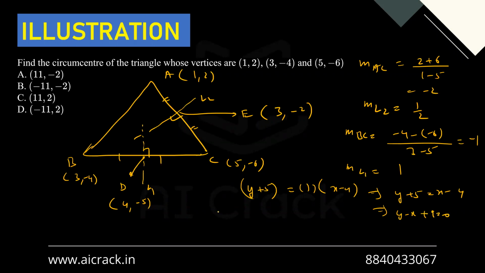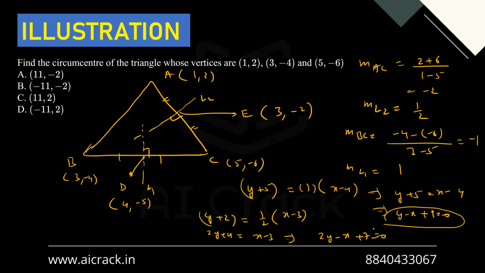Now for L2, we'll be getting y plus 2 equals to slope is 1 by 2 times x minus 3. This would become 2y plus 4 equals to x minus 3. That would give me 2y minus x plus 7 equals to 0. So these are the two equations which we have got for the perpendicular bisectors. Now we have to solve both of them. It has become a little messy over here.